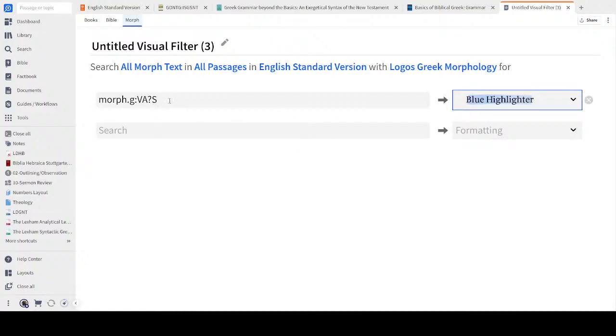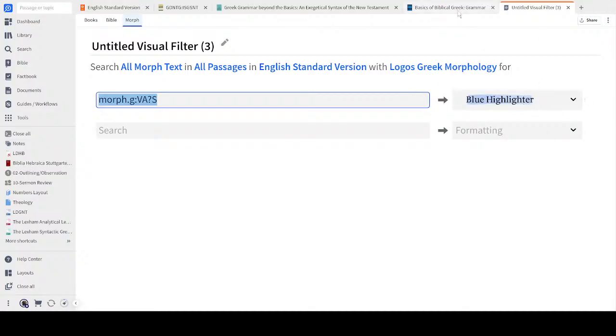So here's the aorist tense. So the aorist tense is an undefined action, and it presents the action as a snapshot. So now I'm going to drag this over here.